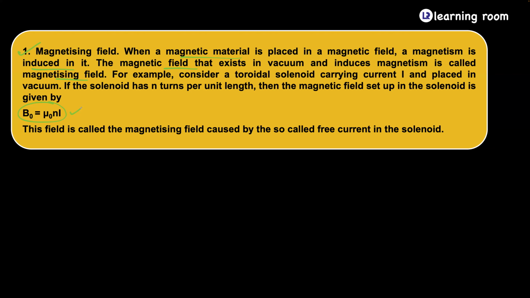Right? So this field, mu naught into N into I, is called the magnetizing field caused by the so-called free current in the solenoid. It's produced by the free current that is there in the solenoid. Am I clear with this? So just make a quick note of it. First, you can write down the heading as basic terms used in magnetism.